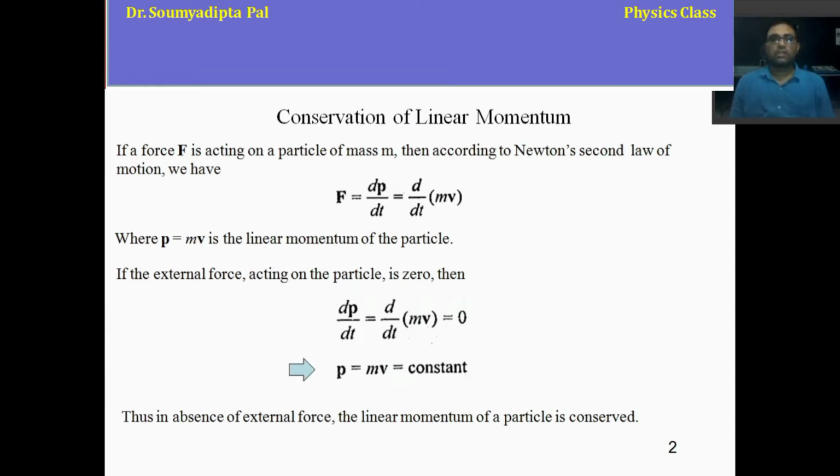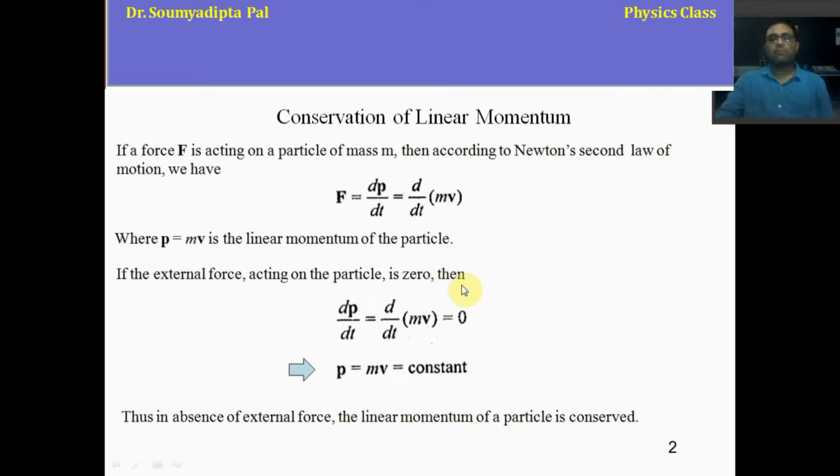Now you know that if we apply force on a particle, there will be a rate of change of linear momentum, right? So according to Newton's second law of motion, F equals dp/dt. Now p is the linear momentum, that is basically mass into the velocity.